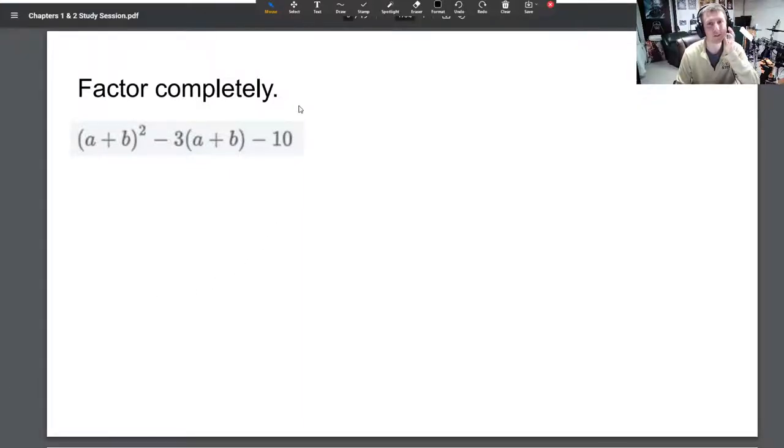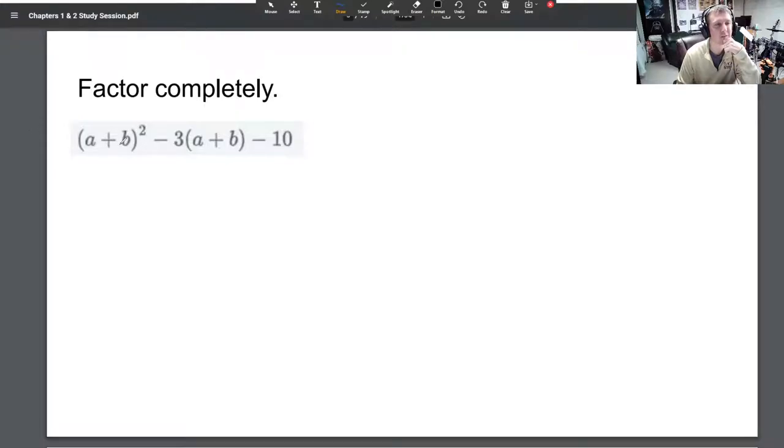This is a factoring completely problem. So this one looks a lot like a quadratic. It's a plus b squared minus 3 times a plus b minus 10. I chose this one because it looks different than what you're used to. So I hope this one is right at the next level of stuff that you should be able to do. A little bit harder maybe than stuff you've done, but also something you could do.